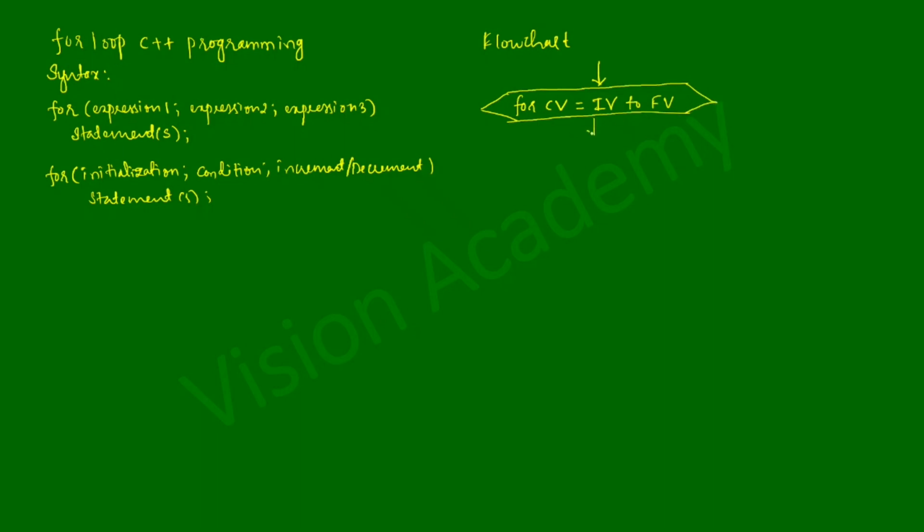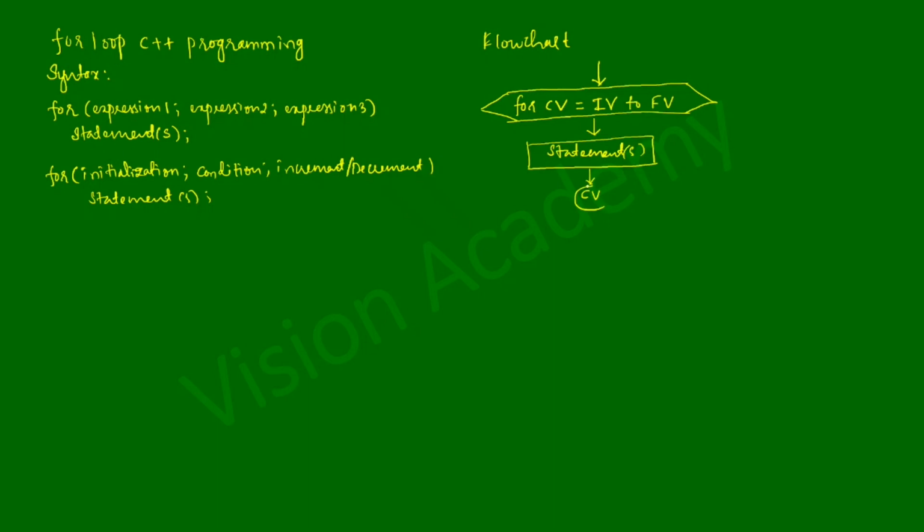And after this, we may have a single statement or set of statements. So these statements will get executed repeatedly until this condition is true. Once the condition is false, the control comes out of the looping construct. After writing a statement, here the control variable may increment or decrement.